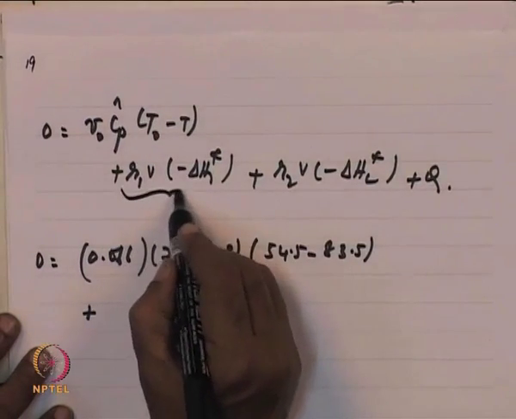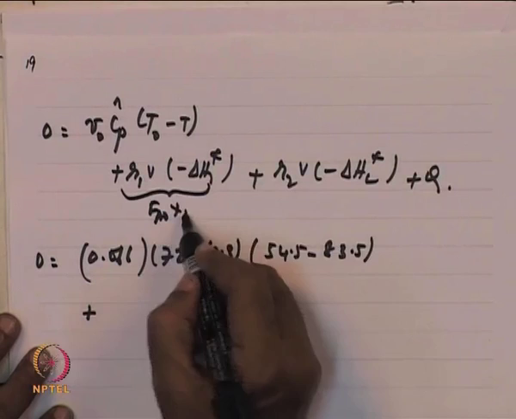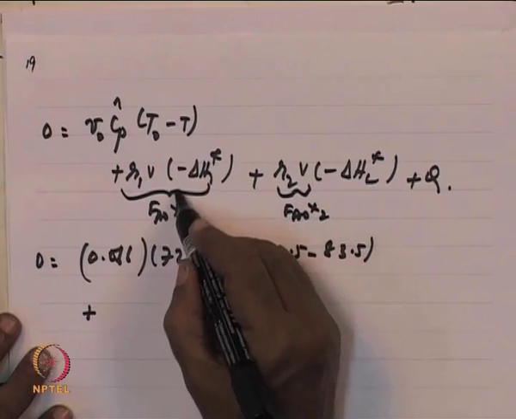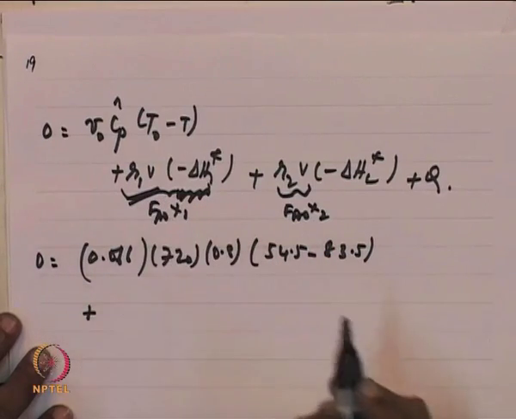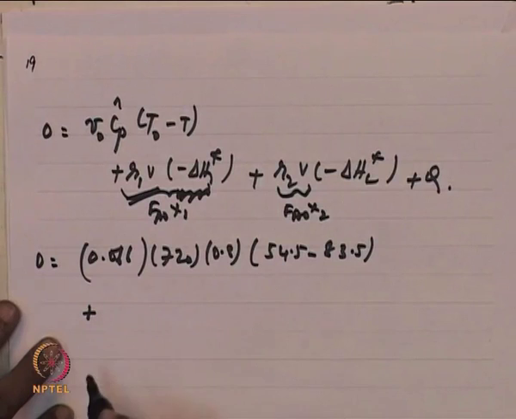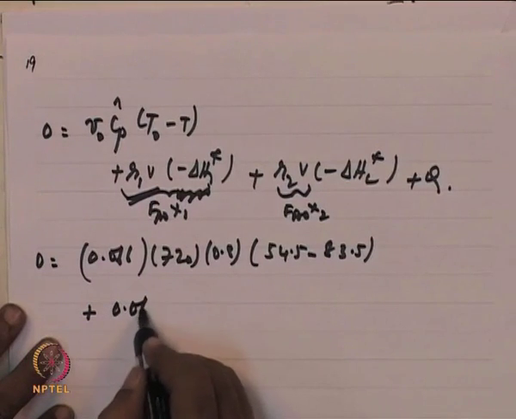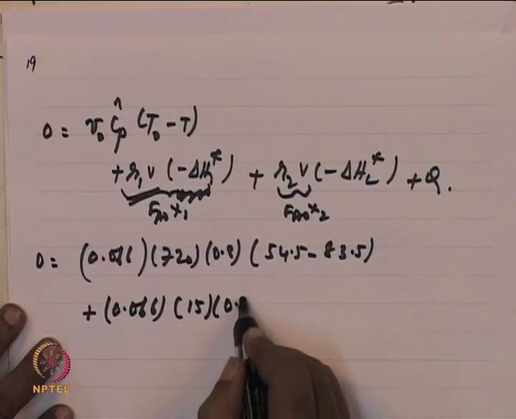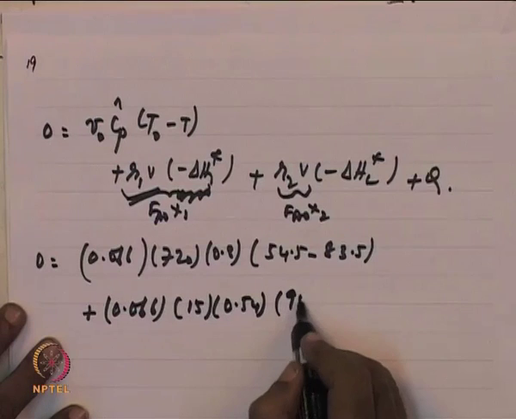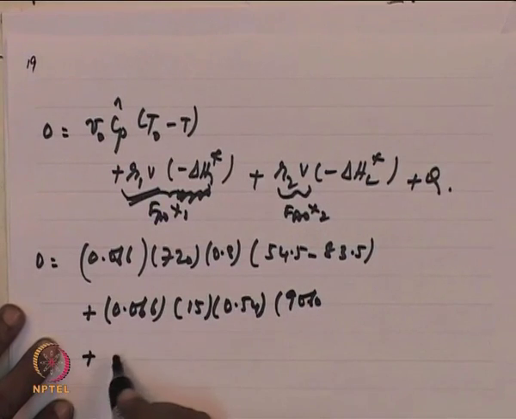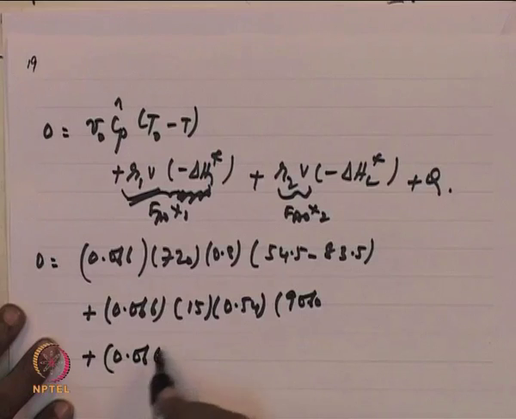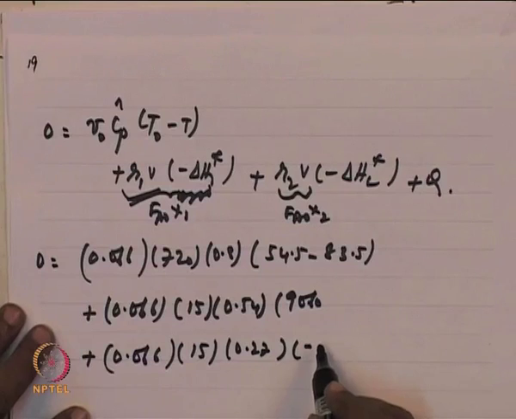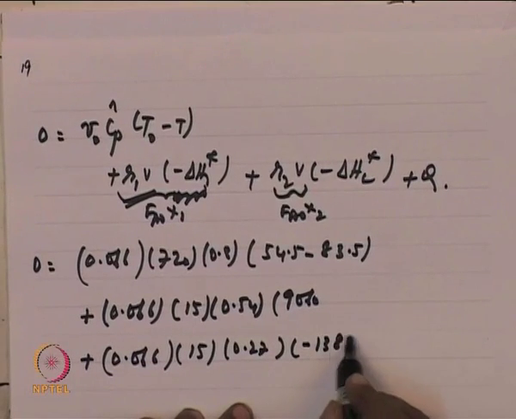We notice here that R1V is equal to Fa0 X1. It is very elementary. R2V is equal to Fa0 X2. So, this R1V equals Fa0 X1. So, I am putting that Fa0 X1 is, Fa0 is 0.066 multiplied by 15 multiplied by 0.454 into 9060, and then the next one is 0.066, 15 into 0.27 into minus 13880.